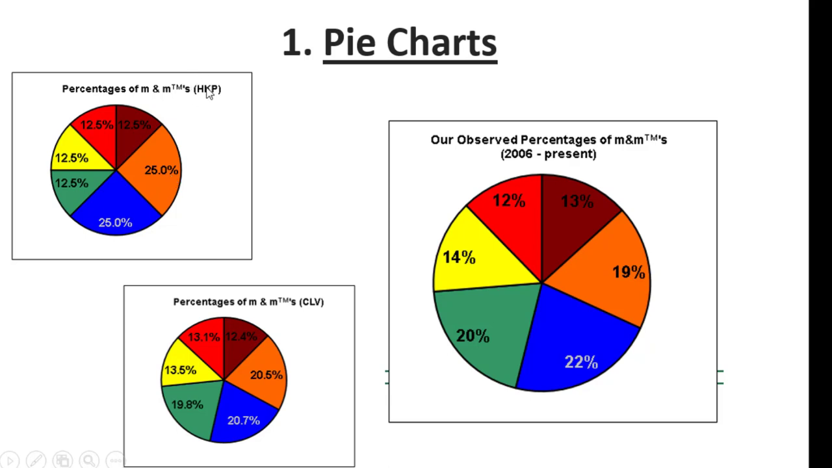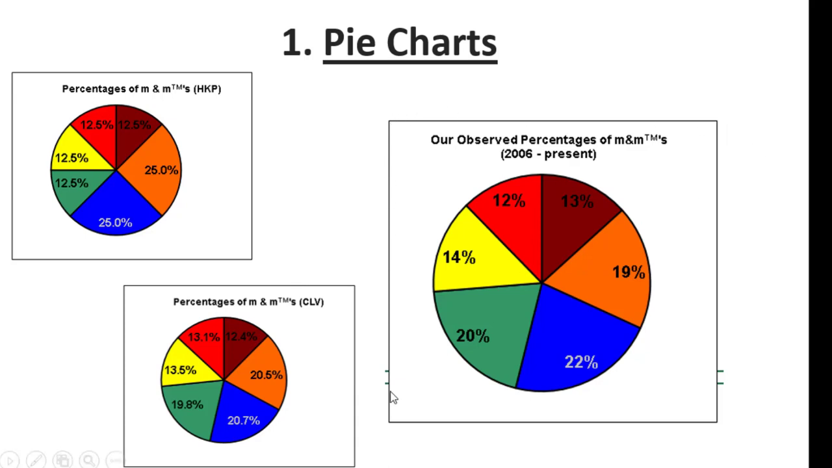According to the Mars company who makes M&Ms, if they are made in the Hackettstown plant, you should have these percentages of colors in the bag. So a quarter of them should be orange, a quarter should be blue, and then an eighth should be these 4 colors. If they come from the Cleveland plant, these are the percentages that you should be getting in bags, which first question I always ask them is why, but I've never gotten an answer to that.